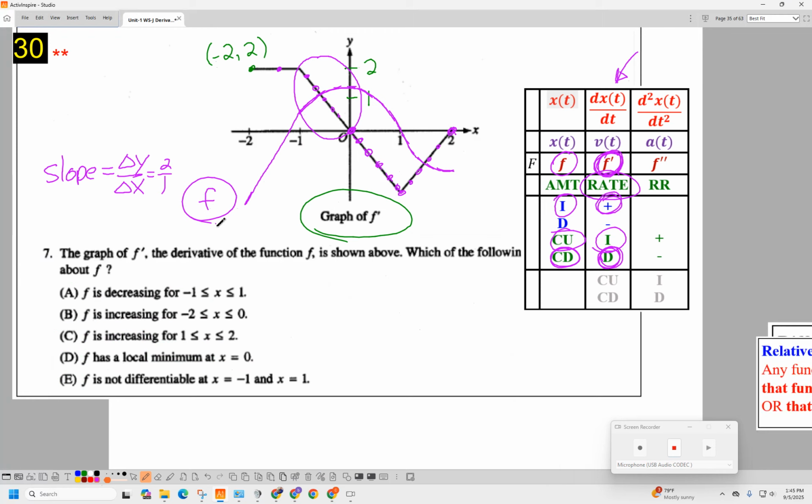Oh, sorry. Can I look? Are we allowed to reference the chart on the test or no? No. So the AP test does not allow any sort of notes. Good question. The AP test does not allow any sort of notes. It's all in your head.